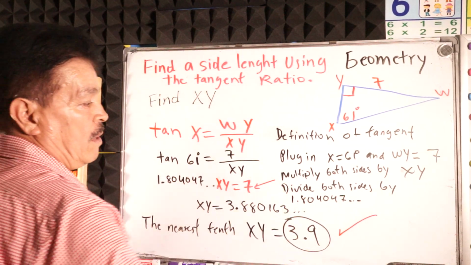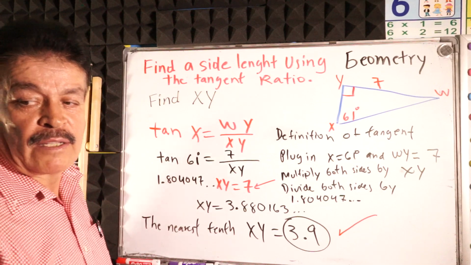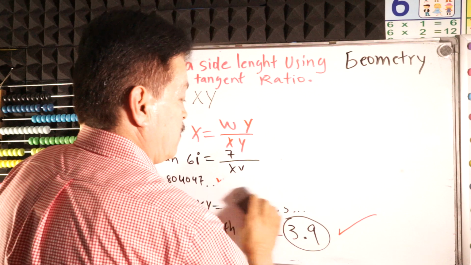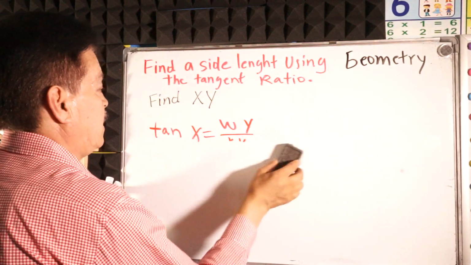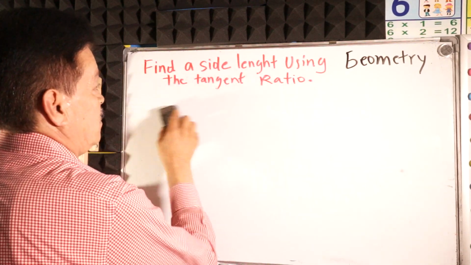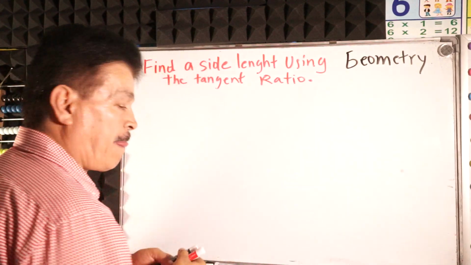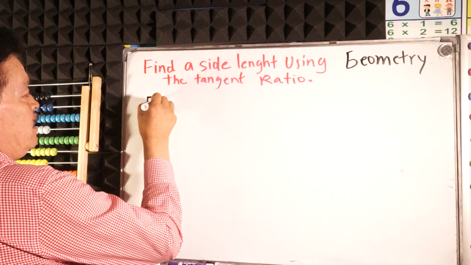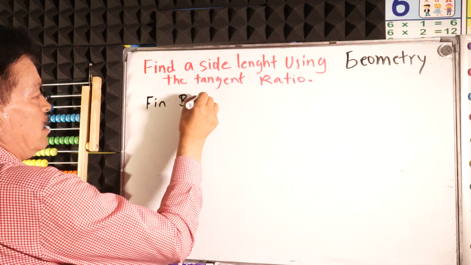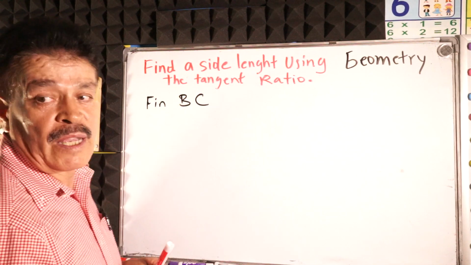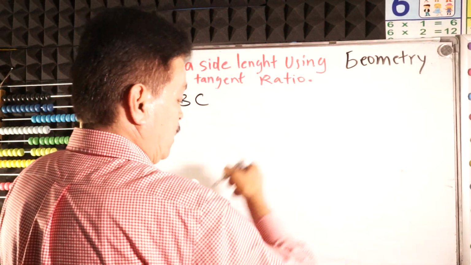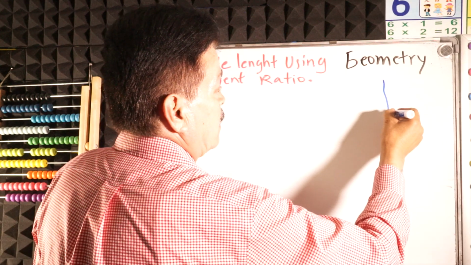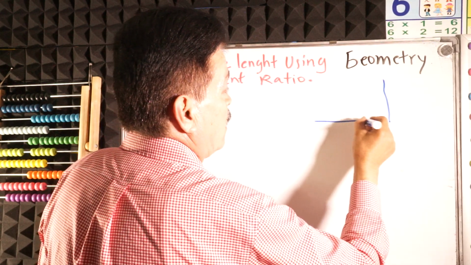Let me show you another one. Let's solve another example. I will erase this problem here and then solve another one, just using the tangent ratio. So the next problem, find BC. So we have this triangle, right? Let me make the picture of my triangle, a right triangle like this.